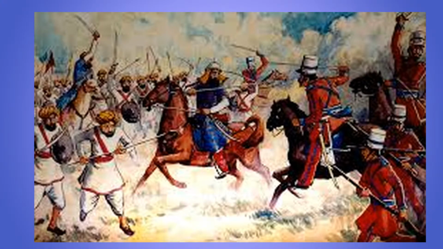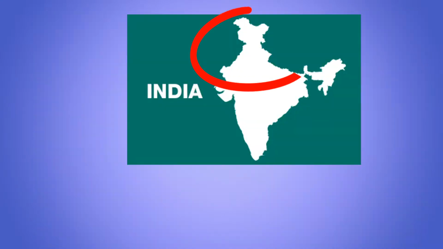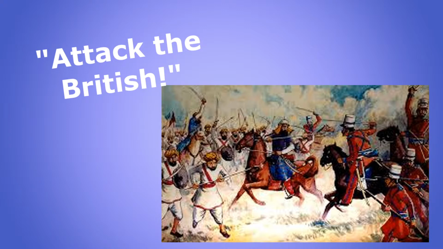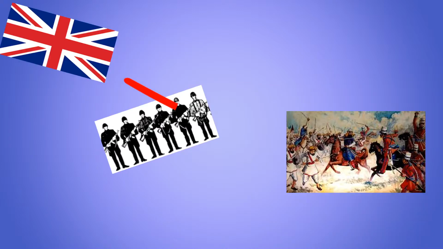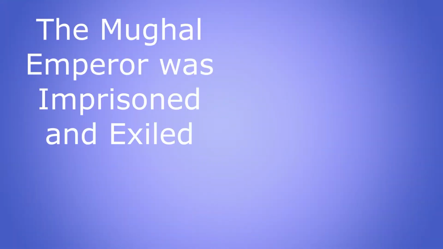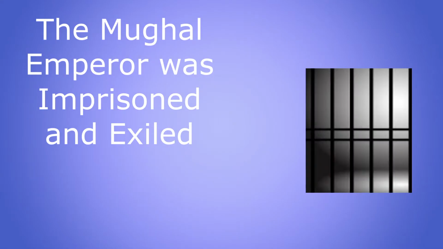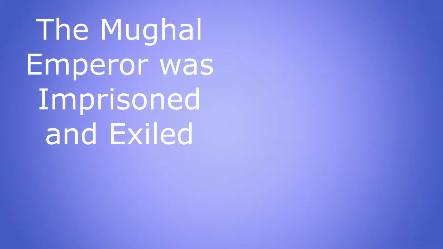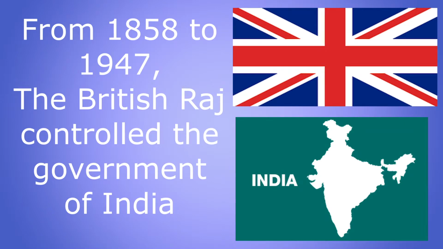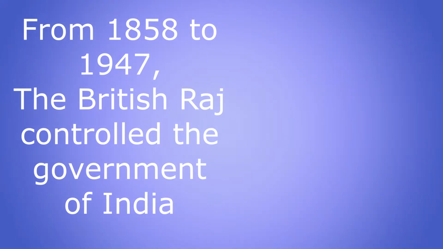And then a sepoy mutiny happened, in which the rebellion grew rapidly across northern India, and the sepoys attacked the British officials and settlers. The British response was to attack back forcefully, and caused the deaths of thousands of Indian soldiers. The Mughal Emperor was imprisoned and exiled. From then, which was 1858, to when India got its independence in 1947, the British Raj was in control of the Indian government.